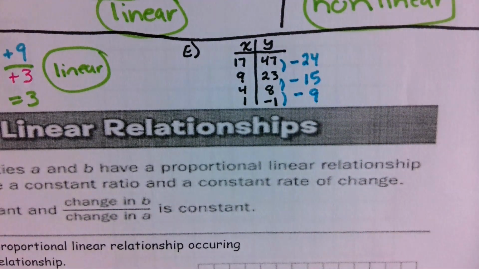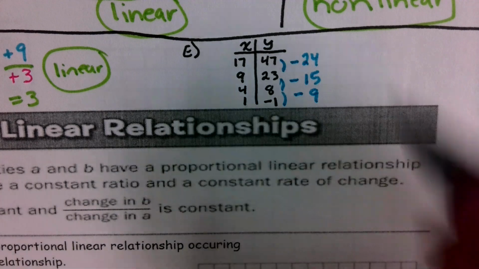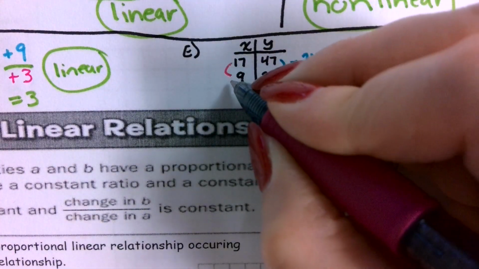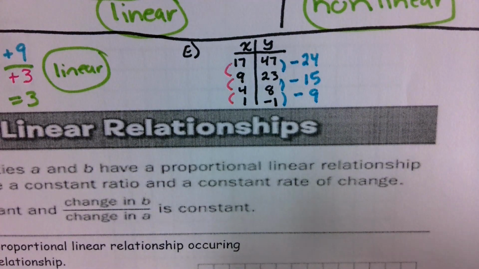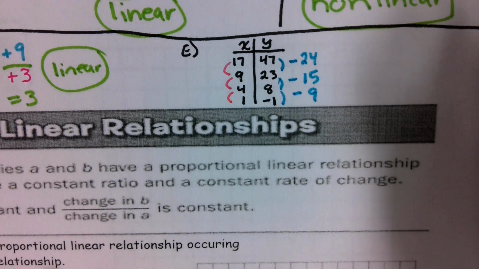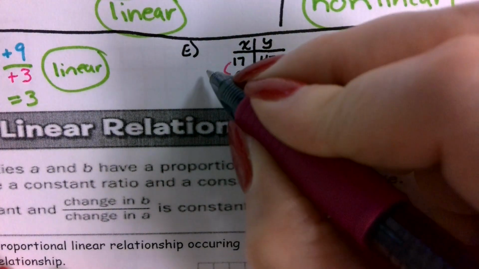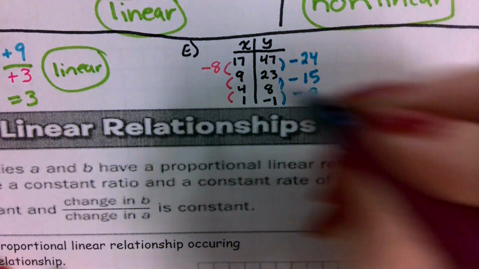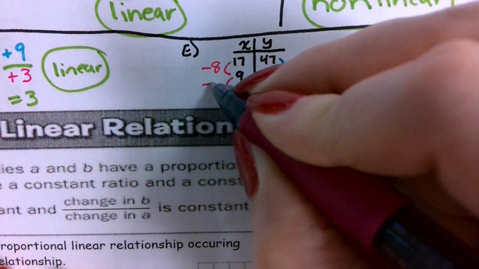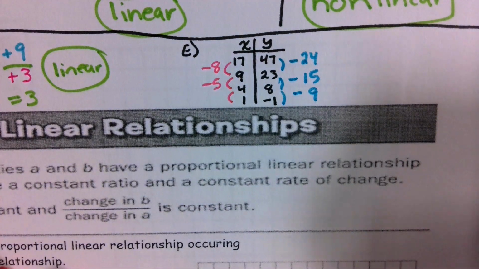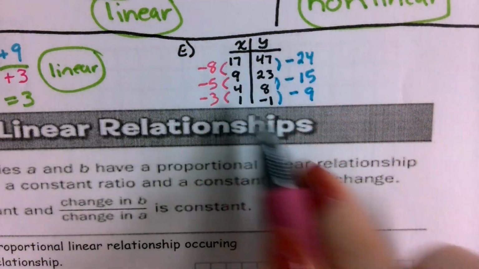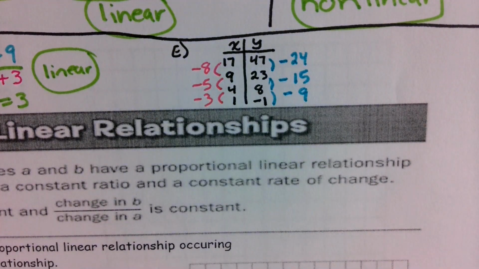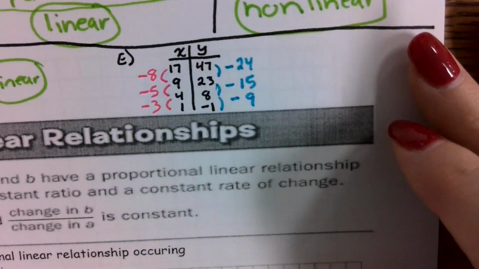Very good. Okay. For the changes of our x's to go from 17 to 9, 9 to 4, and 4 to 1, what was the change for that, John Michael? Negative 5, okay. Negative 3. Okay, so again, there's no consistency here, but we need to check them each individually.